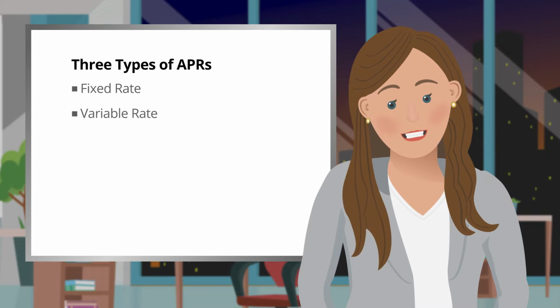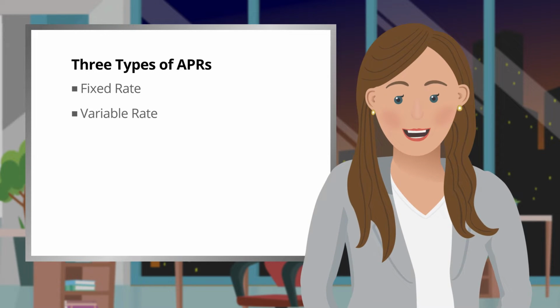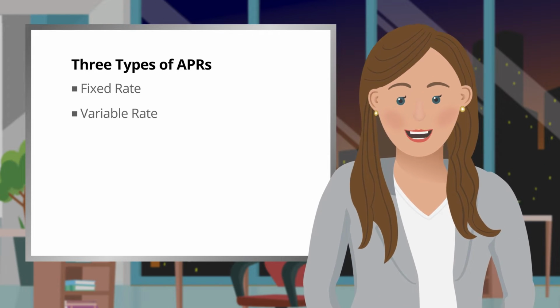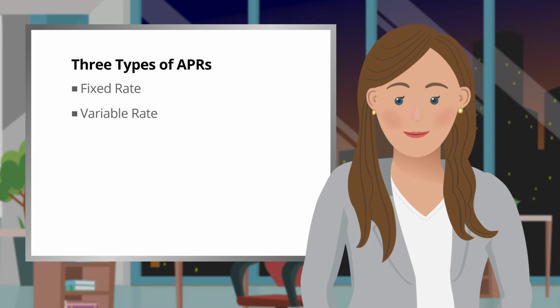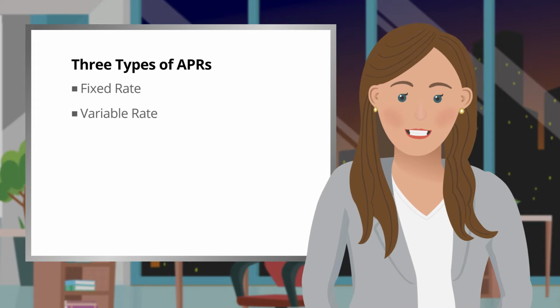A variable rate APR is also set when the card is issued, but it fluctuates with changes in the financial index to which it is tied. So, if the U.S. prime rate rises, a variable rate APR would likely rise accordingly.